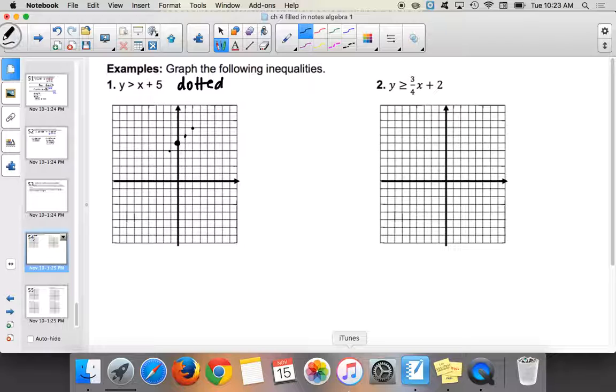So we have a dotted line. We start graphing this line, but instead of doing a solid line like this, we do a little dotted, dashed line. That means that the line is not included in our points. Now we need to decide where to shade. We're going to shade either above the line or below the line.